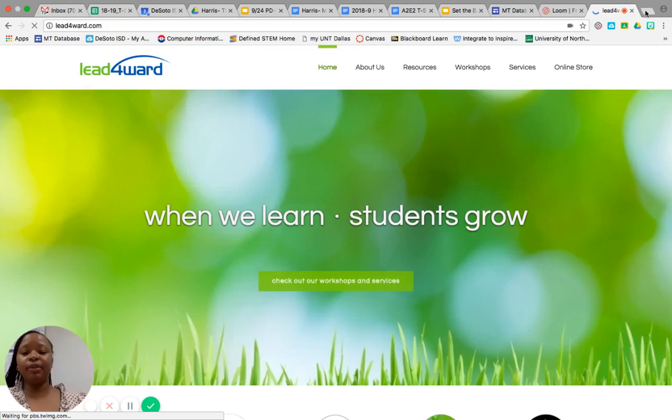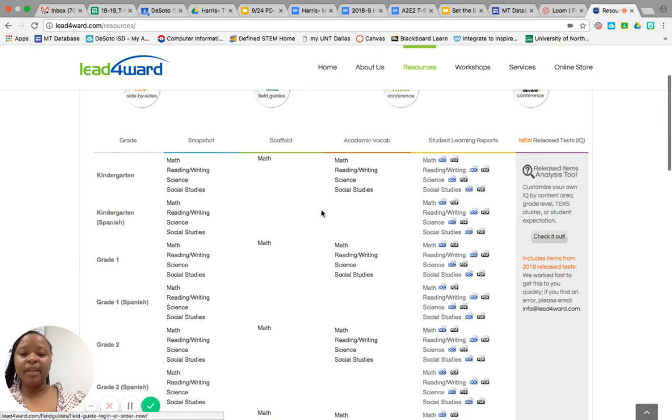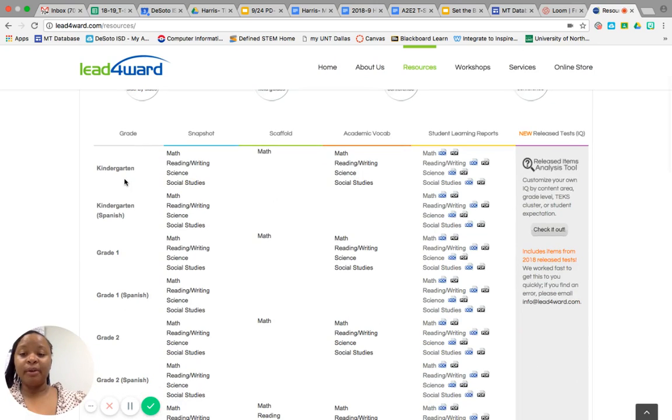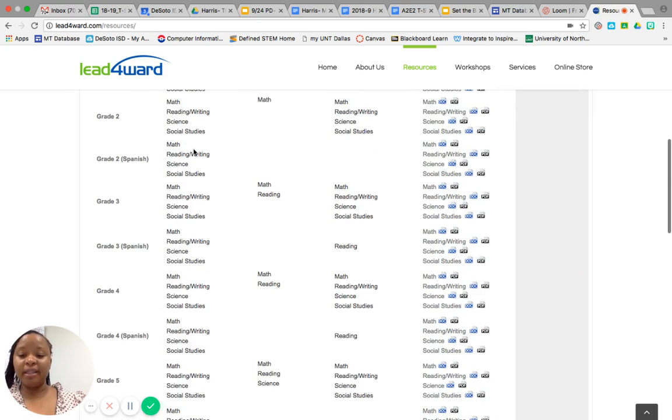Leadforward.com is a great resource for any particular district. And this resource has many things, and one of the things that it has is snapshots. So what I do is I go to leadforward.com. I go to where it says resources. I scroll down. Now I can see the first column deals with my grade level. Second column is my snapshot, so I'm going to grab something from here. The third level deals with scaffolding. The fourth is vocabulary, and the 5th one is student learning reports. All I need is a snapshot. So I'm going to go down to 5th grade science in the second column, and I'm going to pull the snapshot.